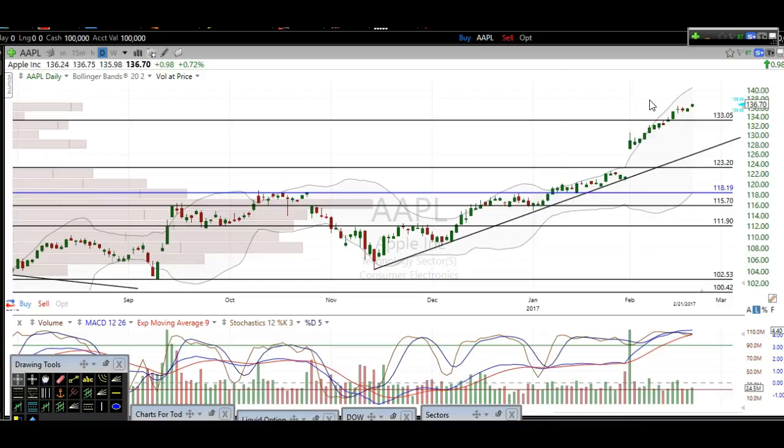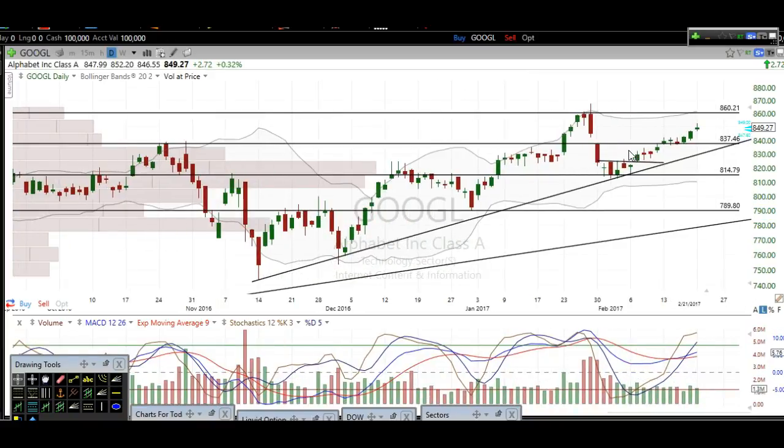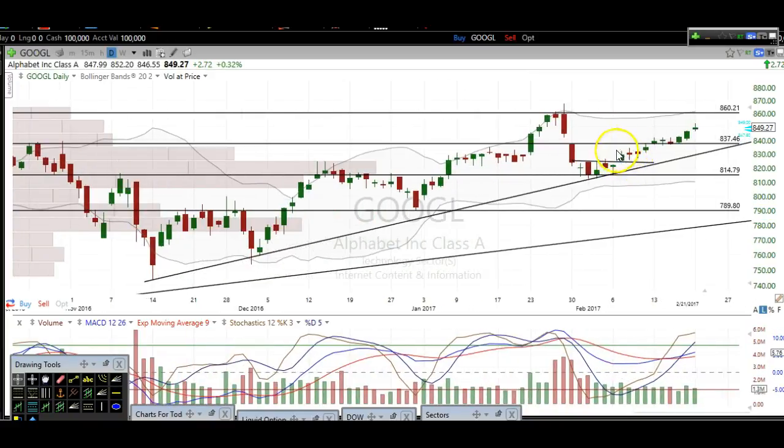The next stock we're going to be taking a look at is Googl. And Googl, if you've been following along with our videos, you know that we liked Googl for a long. Once we broke over this little range right here, we said this gap was going to get filled, and maybe even a little bit of this candle would get touched as well. So that's exactly what we did. So congratulations if you followed along there.